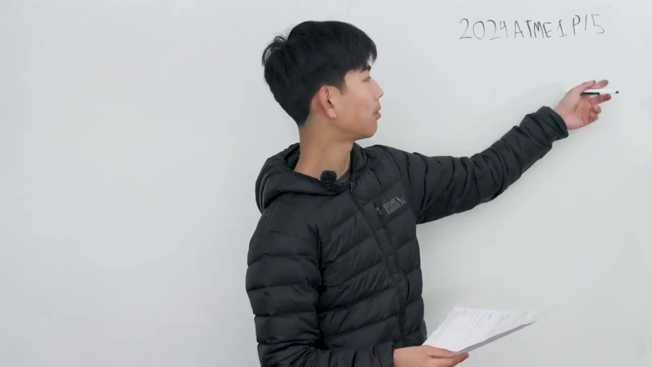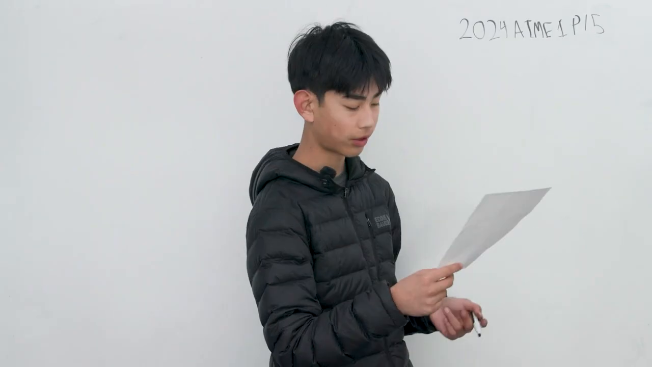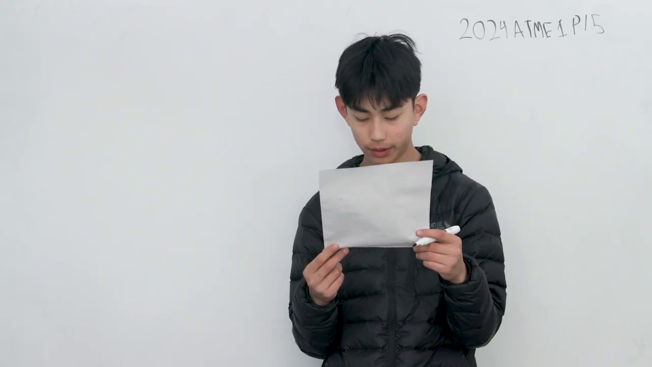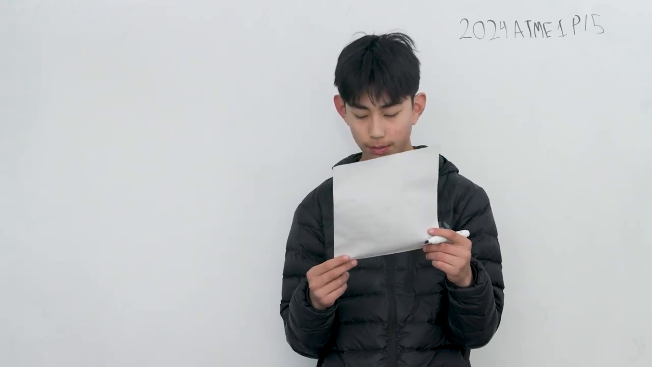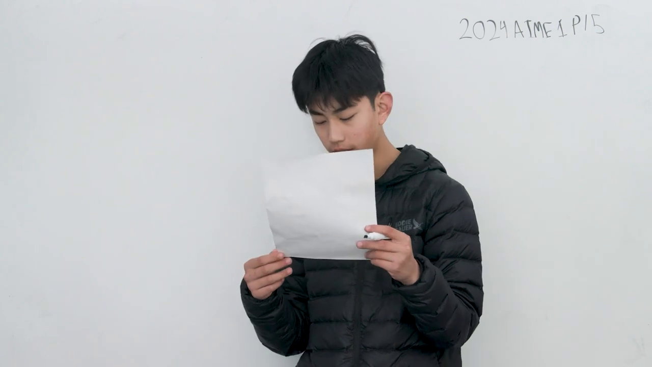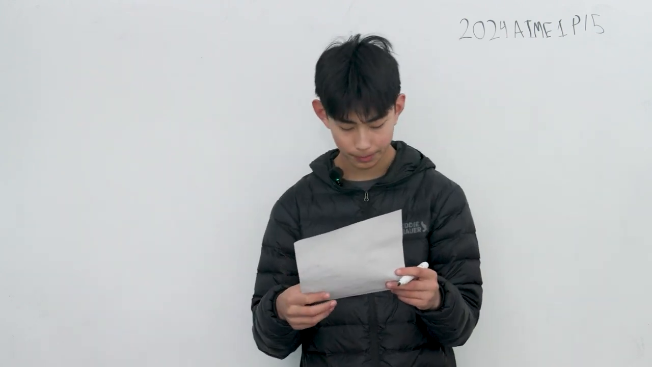We're solving problem 15 from the 2024 AIME 1. Let B be the set of rectangular boxes with surface area 54 and volume 23. Let R be the radius of the smallest sphere that can contain each of the rectangular boxes that are elements of B. The value of R squared can be written as P over Q, where P and Q are relatively prime positive integers. Find P plus Q.